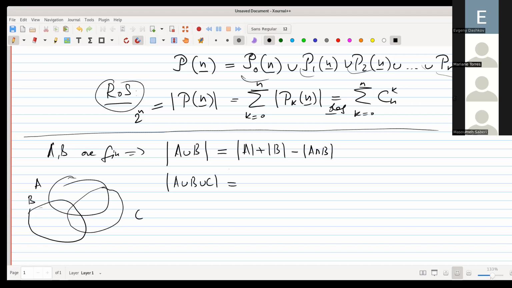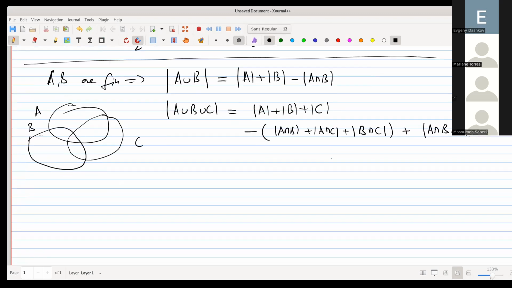The sum of each, minus the sum of the pairwise cardinalities, plus the cardinality of the intersection of these three sets. Do you remember the proof? By the way, have we proved it?